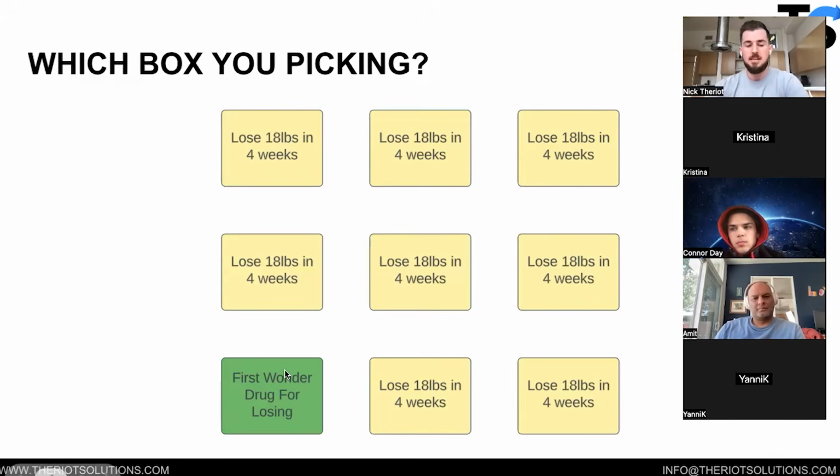Now, the way we're doing it is we're calling out the mechanism, then we're calling out what the mechanism does. So in this particular case, we're not saying lose 18 pounds in 4 weeks anymore. We're saying the first wonder drug, the name of the mechanism, then we're calling out the benefit or the problem it solves or the desire it satisfies. And that's why it's introducing that new. Oh, what is this? This is something new. I've never heard of this before. And it gets you hyped up again.